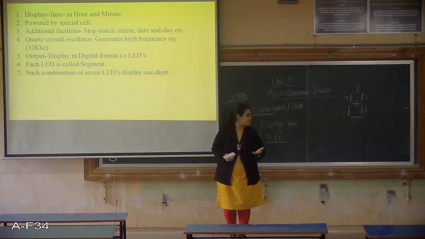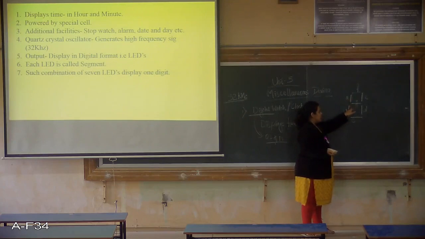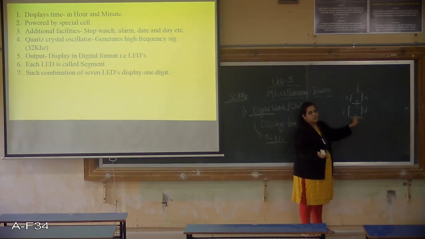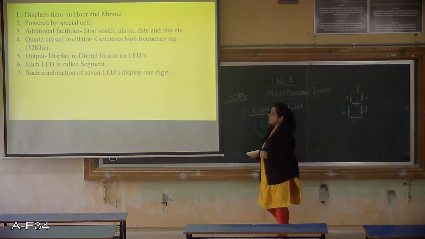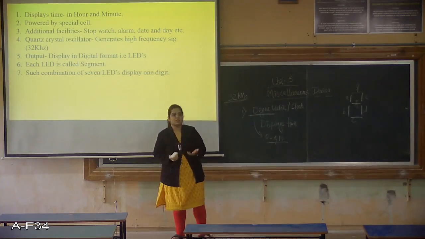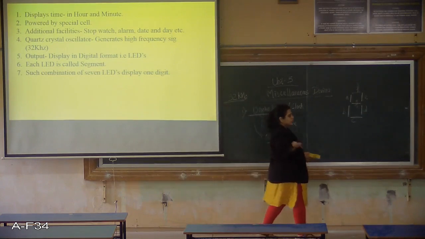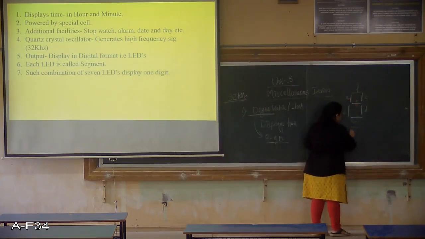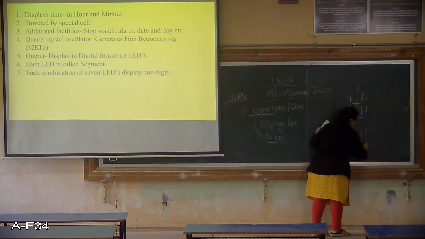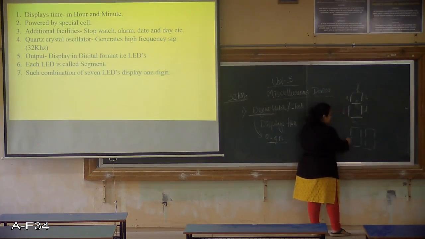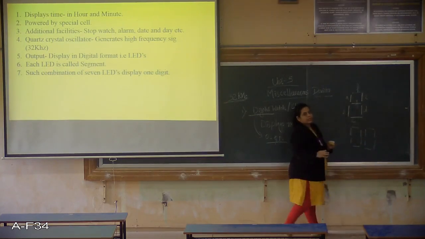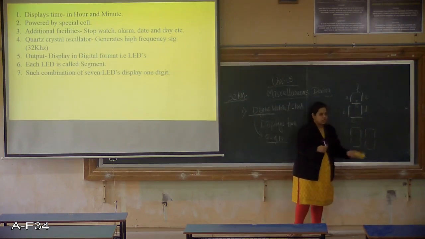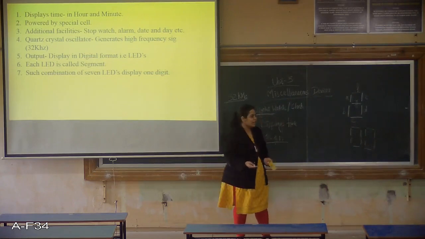Each LED is called a segment. Here I have told you the A, B, C, D, E, F, G. This is a combination of 7 LEDs. Each LED is known as 1 segment. Then such a combination of 7 LEDs displays 1 digit. I have told you, if you want to display 0, G will remain off, so it will display digit 0. So this is the basic block diagram of digital watch.